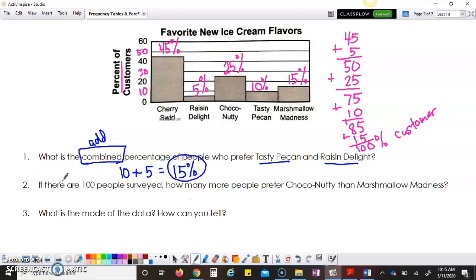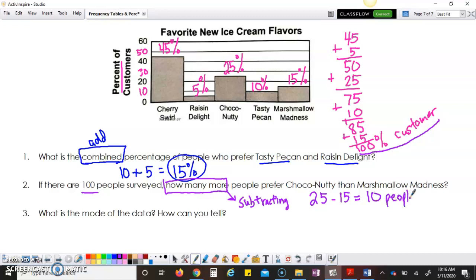Bam. Okay. Number 2, if there are 100 people surveyed, how many more, okay, here's some keywords here. How many more people prefer Choco Nutty than Marshmallow Madness? Okay, how many more means we're going to be subtracting somewhere in this problem, okay? And again, since we labeled our graph, this is going to be super easy. So Choco Nutty is 25% or 25 people, because if 100 people were surveyed and we have 100% of the people accounted for on this graph, then our percents are going to match our number of people. So 25 people that prefer Choco Nutty to 15 people that prefer Marshmallow Madness is going to be 10 people more or 10% more, okay? But this only works because we have 100 people and 100%. They both match, so they're both the same.